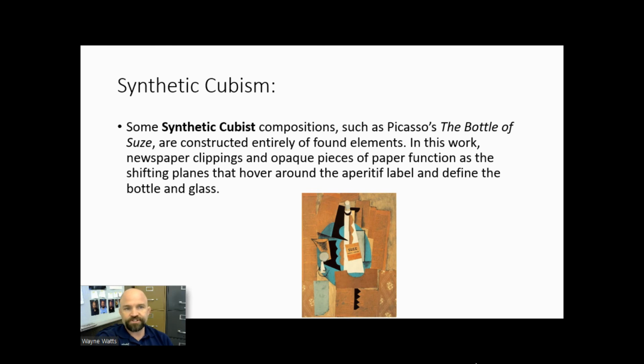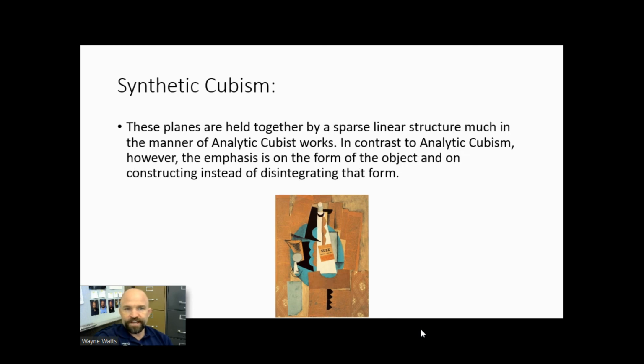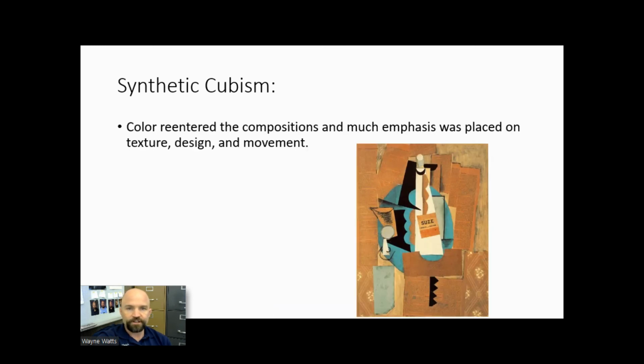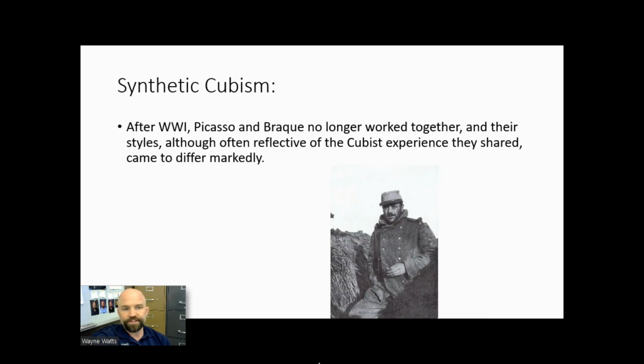Some synthetic Cubist compositions, like Picasso's The Bottle of Suze, are constructed entirely of found elements. In this work, newspaper clippings and opaque pieces of paper function as the shifting planes that hover around the aperitif label and define the bottle and the glass. These planes are held together by a sparse linear structure, much in the manner of analytic Cubist works. In contrast to analytic Cubism, however, the emphasis is on the form of the object and on constructing instead of disintegrating that form. Color re-entered the compositions, and much emphasis was placed on texture, design, and movement.